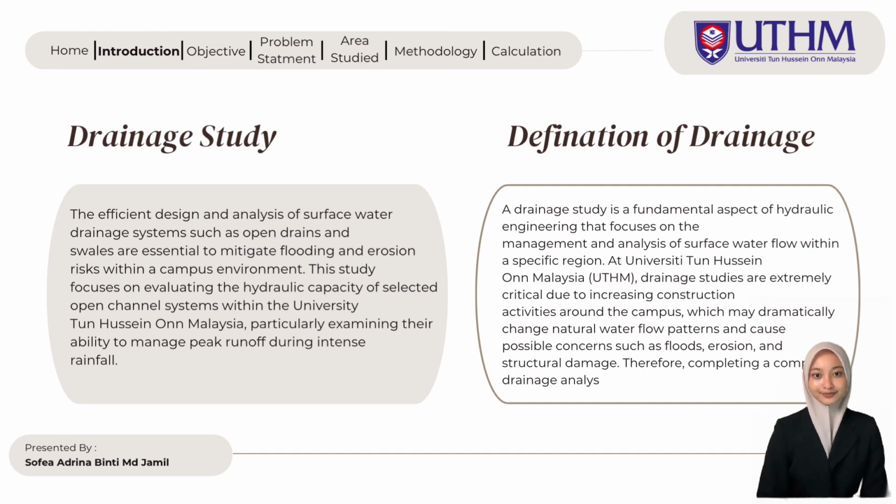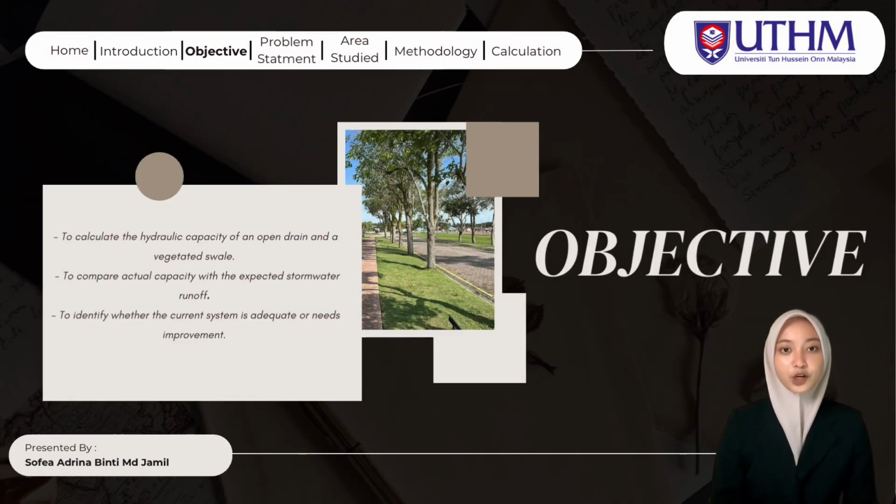Thank you. Next, I will continue with the objectives for this project. The first one is to calculate the hydraulic capacity of an open drain and a vegetated swale. Next is to compare actual capacity with the expected stormwater runoff. And the last one is to identify whether the current system is adequate or needs to be improved. So that's all from me, and I will pass to the next presenter. Thank you.